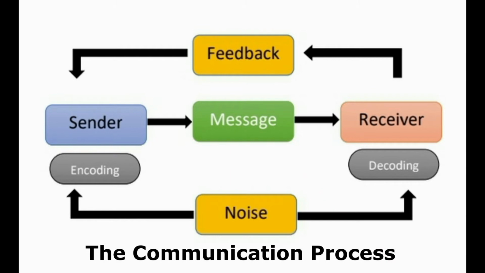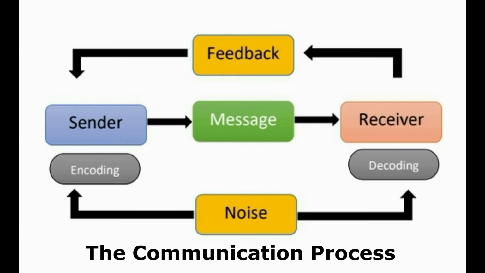Now, if you look at that diagram, you will see that it has the sender who will send the message, and of course, the receiver who will receive the message, and the receiver will give feedback to the sender. Throughout the communication process, there can also be some kind of disruption or interference in it, and we refer to that as noise. Now, let's take a deeper look into the communication process.